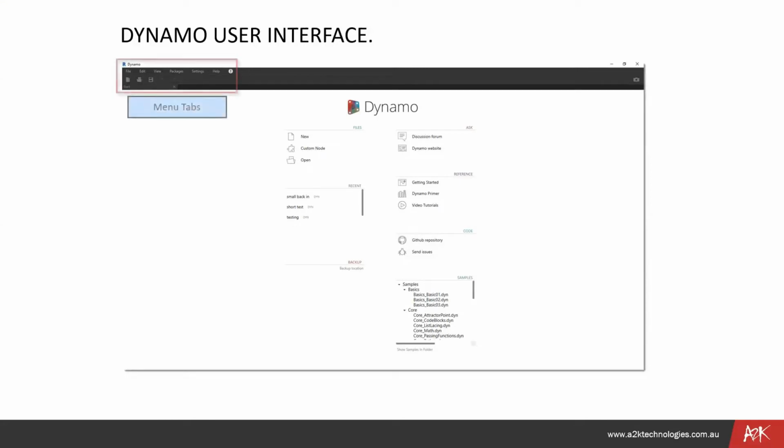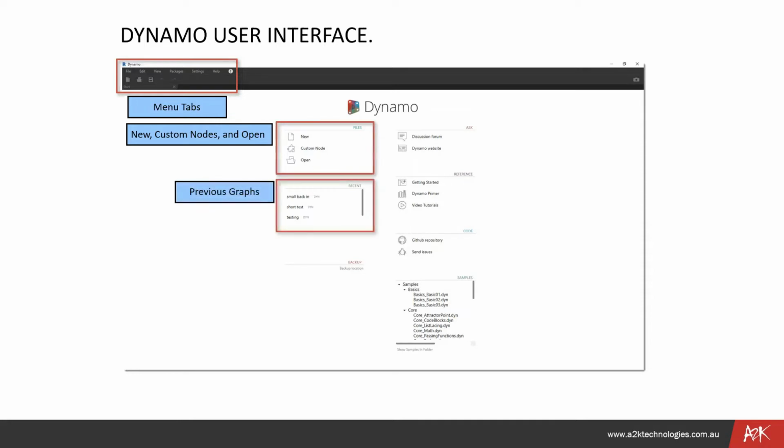When you jump into Dynamo, this is what you see. You've got your normal menu tabs. You've got your new, custom node and open here. This is where you can create a new script, create your own custom node where you really need to go into a bit of the Python coding, or you can just open an existing Dynamo script. You will have the previous scripts that you've worked on here. Scripts and graphs, same thing, just different terminology.